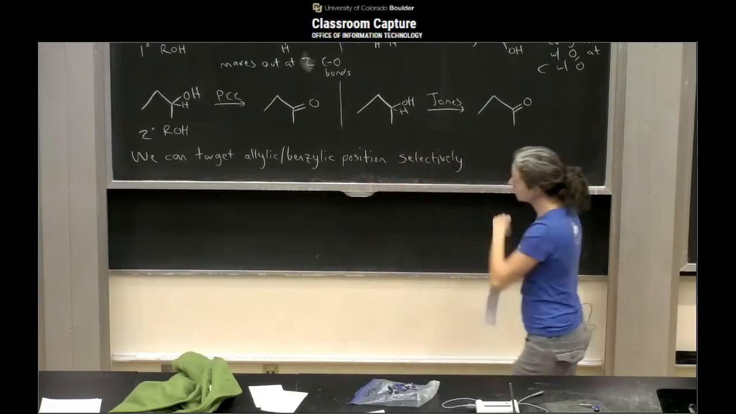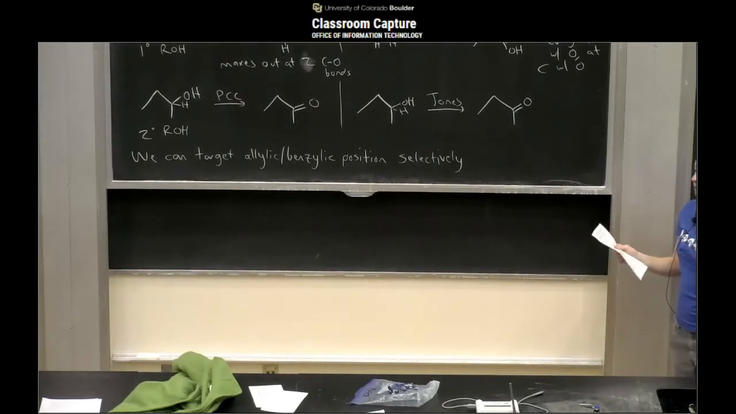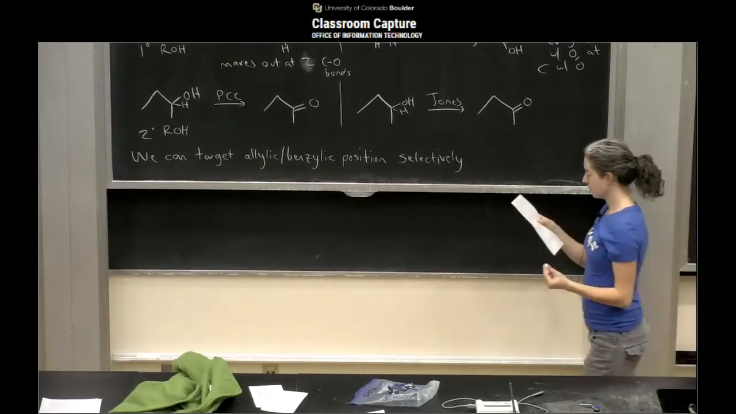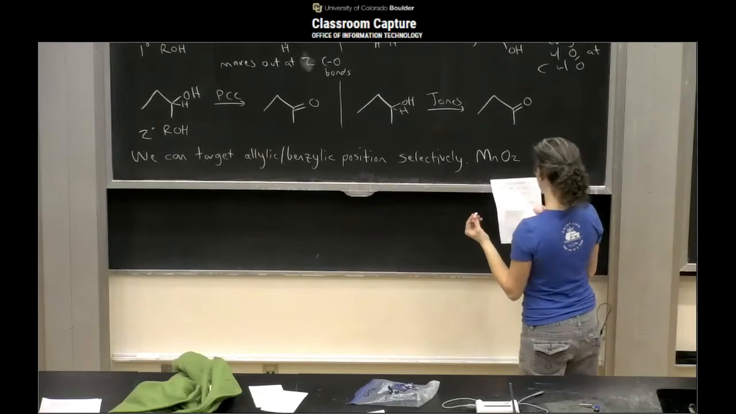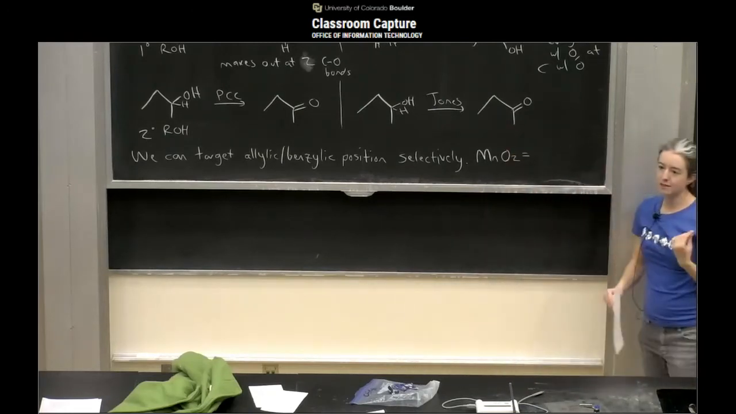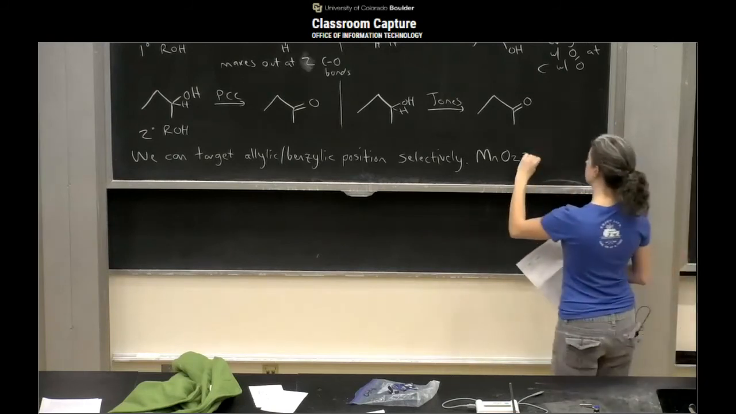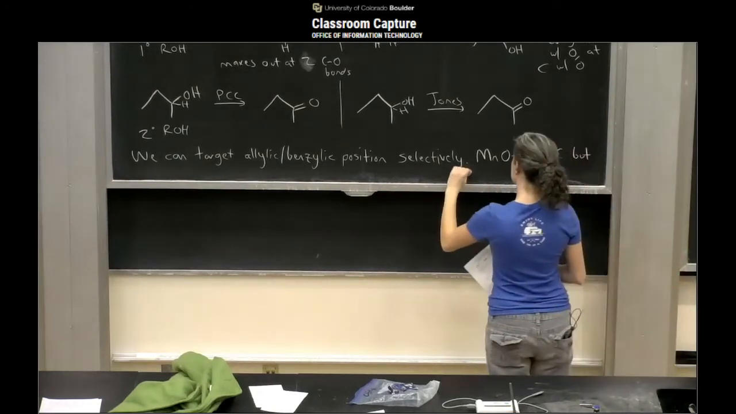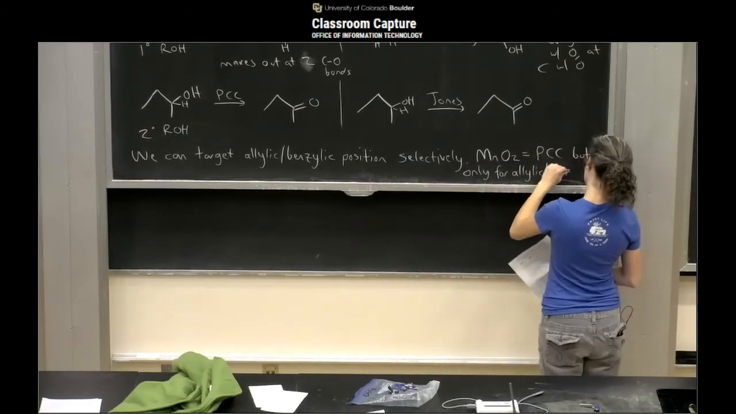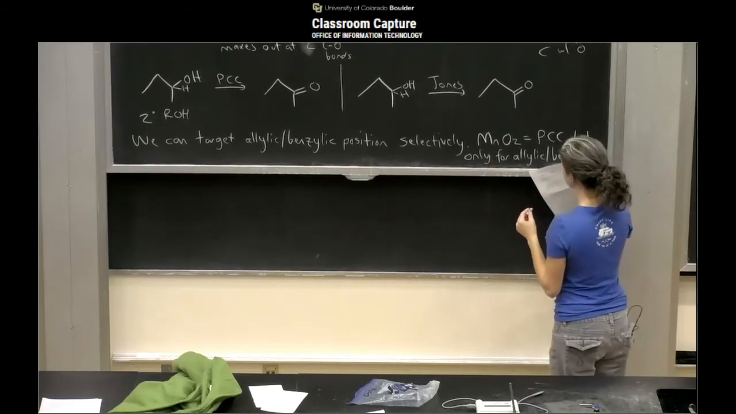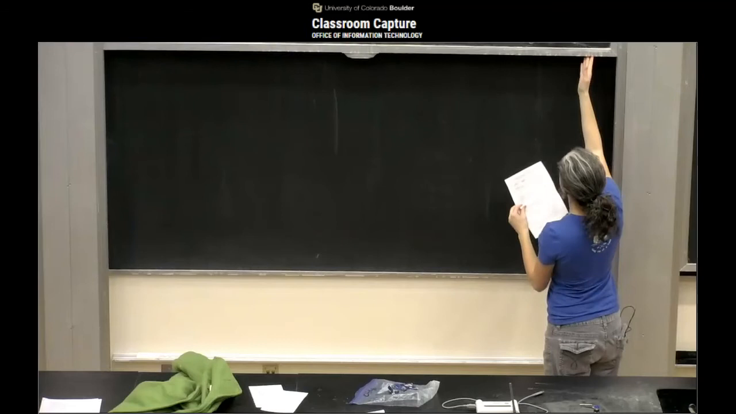So we're looking for something that's a little bit more selective and is only going to go for allylic or benzylic. The first one we're going to look at is MnO2, which is basically PCC for allylic and benzylic only. It turns out that's just because it's an even weaker oxidizer than PCC, and it needs the little extra boost of benzylic and allylic being easier to react with.